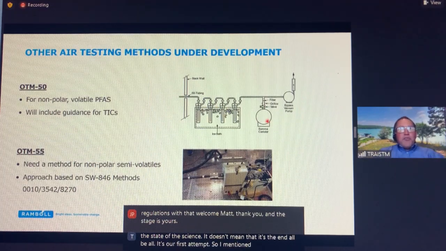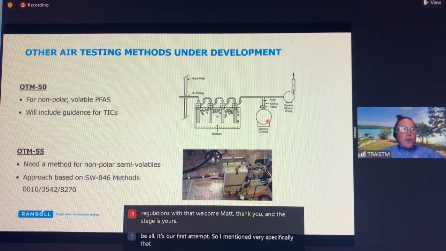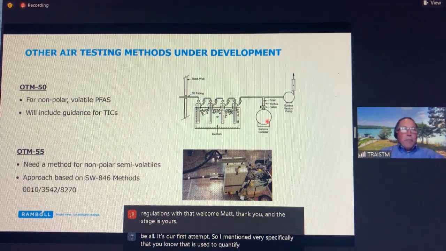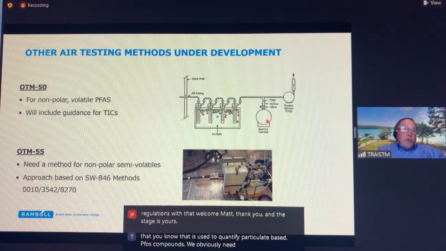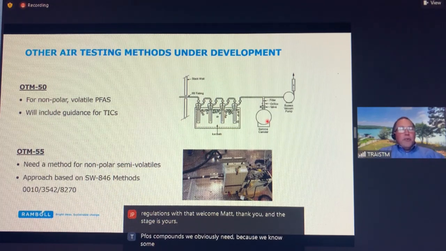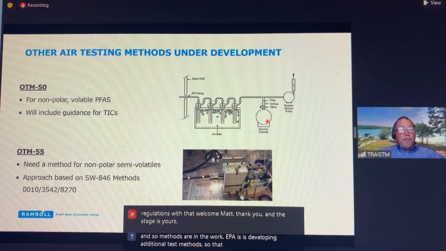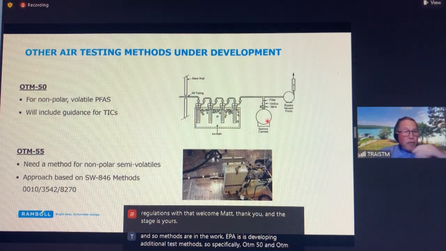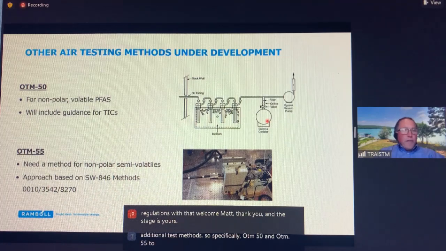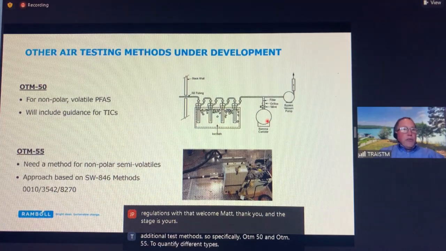So I mentioned very specifically that, that is used to quantify particulate-based PFAS compounds. We obviously need more, because we know some PFAS are volatile, and so methods are in the works. EPA is developing additional test methods, specifically OTM50 and OTM55, to quantify different types of volatiles.